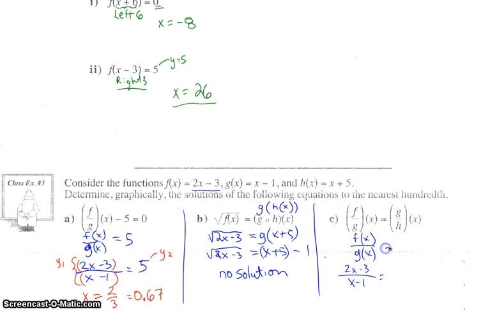There we go. Okay, on the right-hand side, we've got g of x divided by h of x. And g of x is x minus 1, h of x is x plus 5. And there we go. Let's put the left-hand side in y1 and the right-hand side in y2. Find out where they cross, and we will have our solutions or solution. All right, pause your video, and we'll check back in a minute.